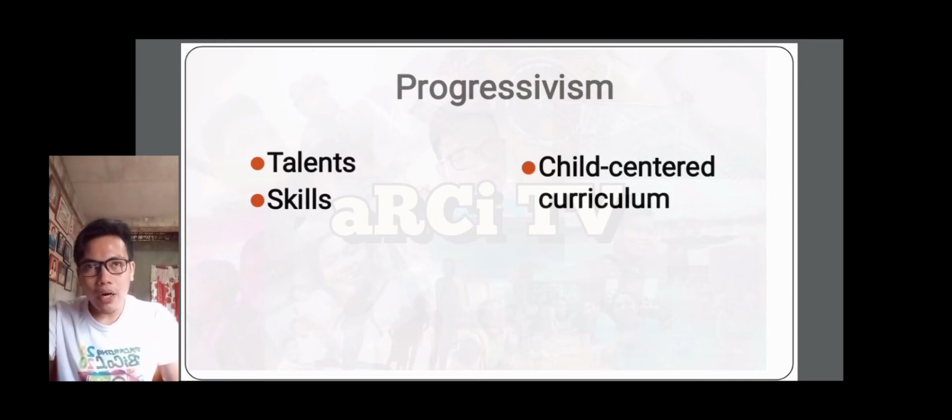So, ano yung keyword natin sa progressivism? Isa pa pong keyword is that striking the iron while it's still hot. So hindi ko na siya nilagay dyan, pero tandaan natin, striking the iron while it's still hot. Yung magpa-plancha daw tayo habang mainit pa yung plancha. So mamaya, ipapaliwanag ko sa inyo kung anong ibig sabihin nun.